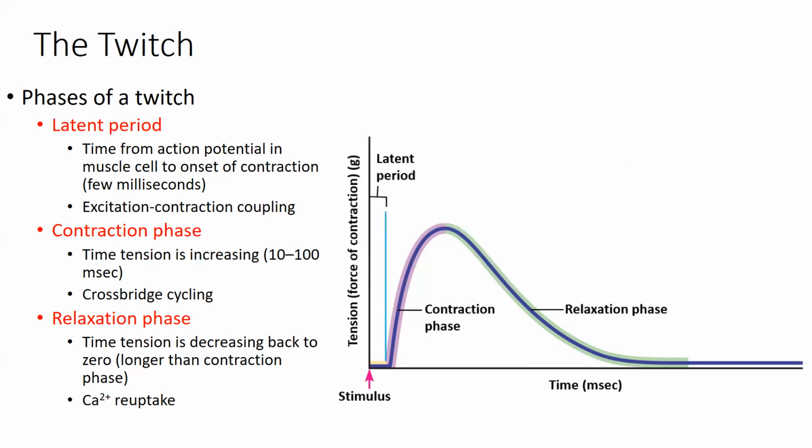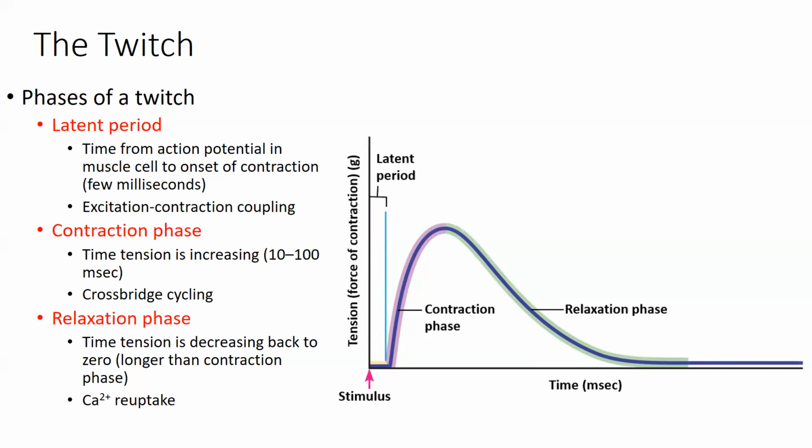So if you remember, we talked about excitation-contraction coupling. We said that a muscle was stimulated by a motor neuron, an action potential or an end-plate potential was generated that had to propagate down the T-tubules and had to open up those calcium channels and calcium moves from the sarcoplasmic reticulum into the cytosol. So in this brief period, a couple milliseconds, that is what is happening. And so we do not have cross-bridge cycling yet, and so we do not have force generated. Okay, that's the latent period.